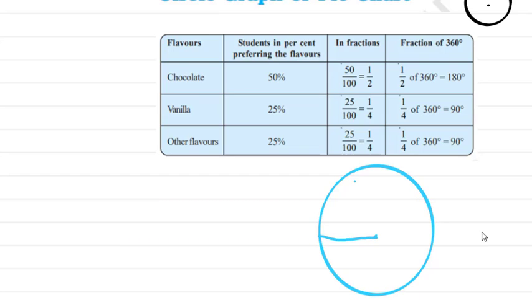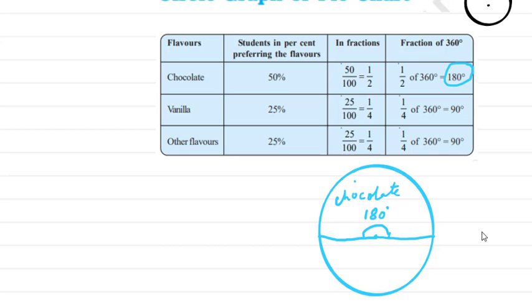Now here you will keep your protractor and you will make the first angle, that is 180 degrees. It's very easy to make 180 degrees. You can just make it a straight line. So it will be a 180 degree angle. So 180 degrees we have done. Here you can write, this is the area of the students who like chocolate.